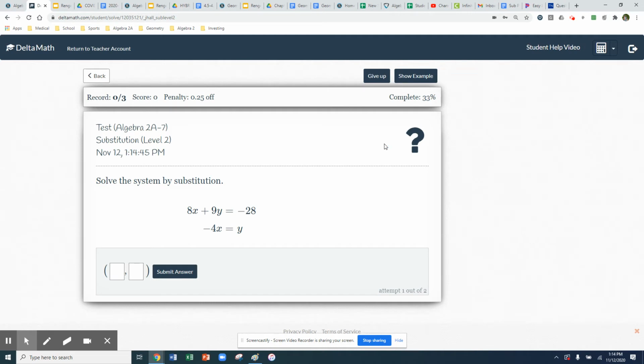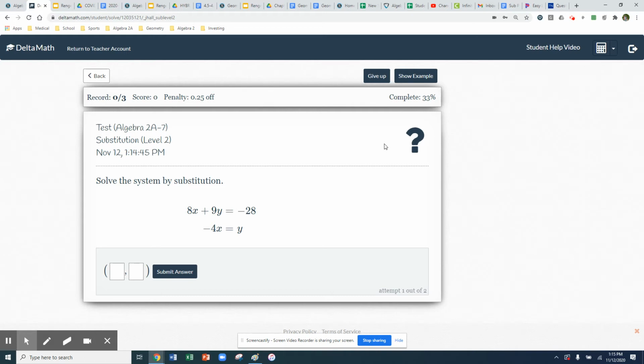So we're still dealing with our two equations that both have x's and y's, but now we're back to using that replacing. So now that first equation I have is 8x plus 9y equals negative 28. Second one I have negative 4x equals y. When we're using substitution, what we're always looking for is a variable that's solved out. So right here I got a nice y equals negative 4x. That means wherever there's a y, I can use a replacement of negative 4x.